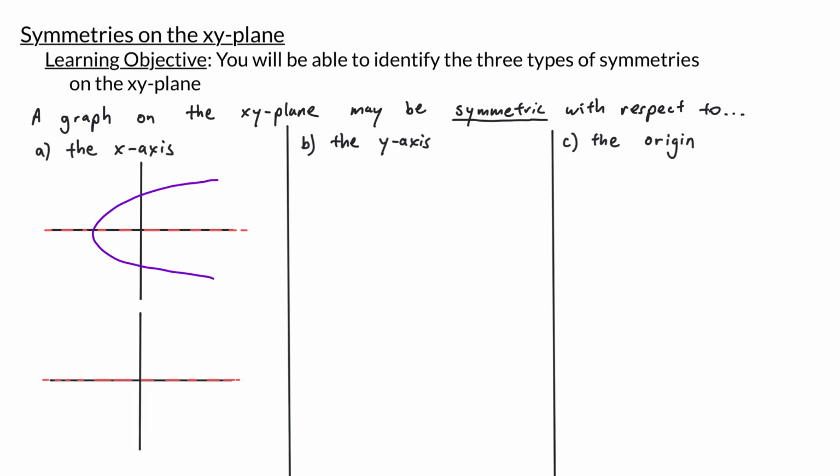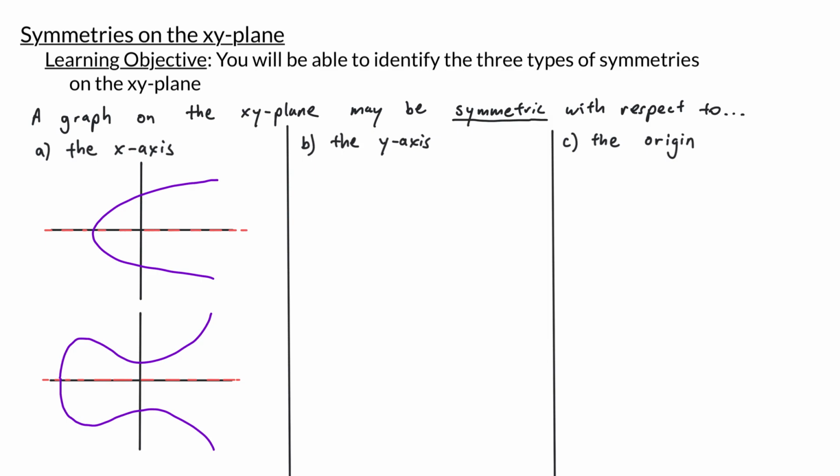This time I'll draw a graph on just one side of the x-axis. Now, if my graph is symmetric with respect to the x-axis, I know I have to have a mirror image of this on the other side of the x-axis. So to complete this graph, I would have something that looks like this. We see again that any point that we select here has a mirror image on the other side. A point here, if we look across the x-axis, has a mirror image on the other side.